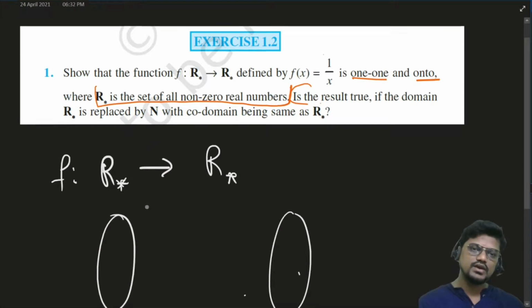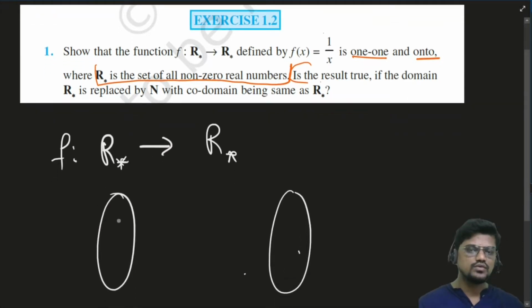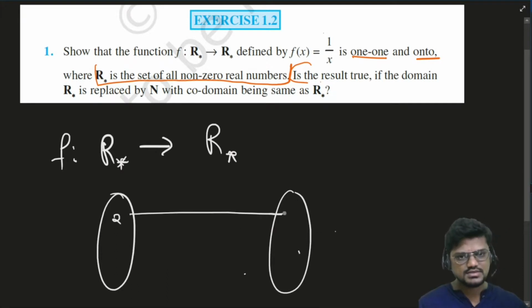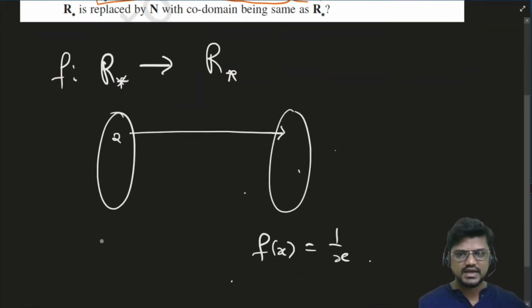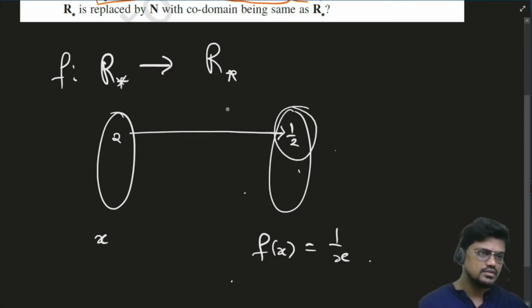Now, if I write 2 over here, what will be the image? If the value of x is 2, I will get f of x as 1 upon 2. Is it a real number? It is a non-zero real number. Yes or no?